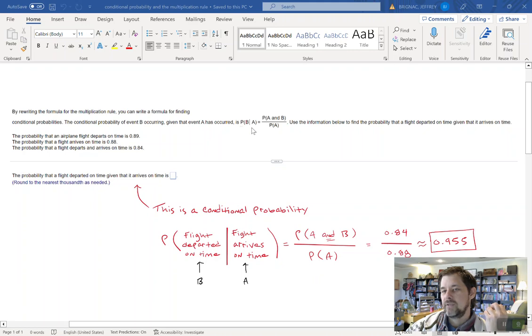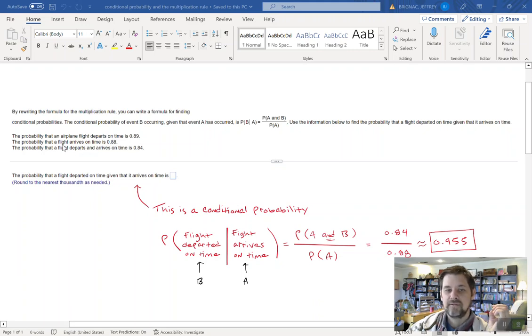And I want to focus on this part right here that says P, and then there's a B, vertical bar, and then an A. Now that's conditional probability. The way that we would read that is it says the probability that B happens given that A already happened. Okay?